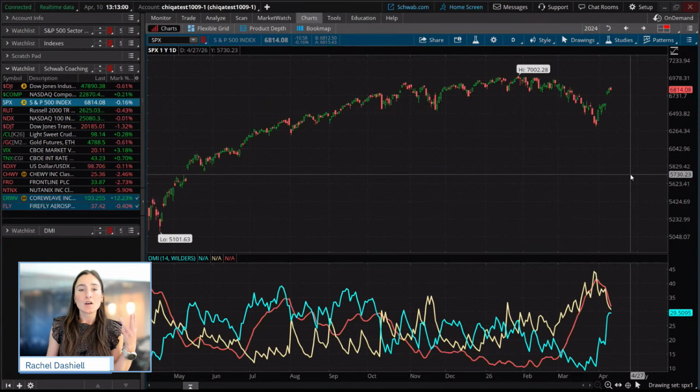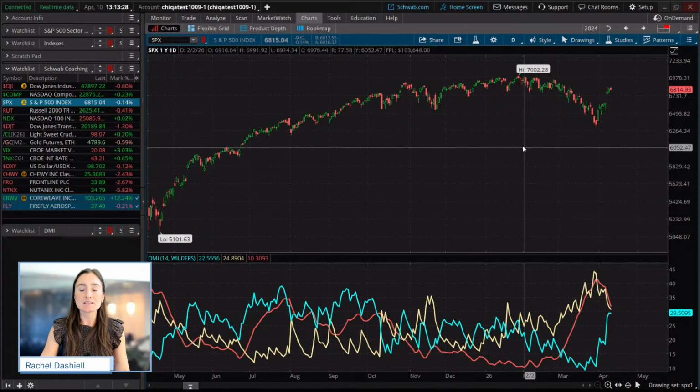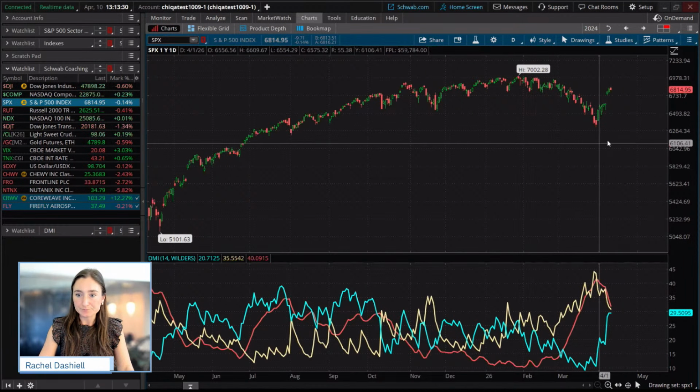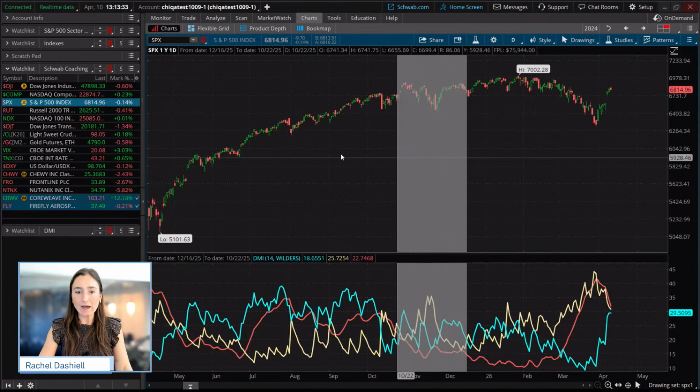So number three, the third way to use this is looking at divergences. A lot of folks look at momentum divergences to see if price is making a higher high, whether momentum is confirming that by also making a higher high, or if it's diverging from price, where price is making a higher high but momentum is making a lower high. You're going to use this same principle here, looking for divergences in directional movement. I'll show you exactly how to use this one.